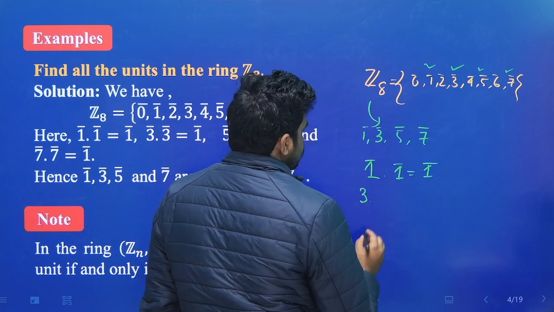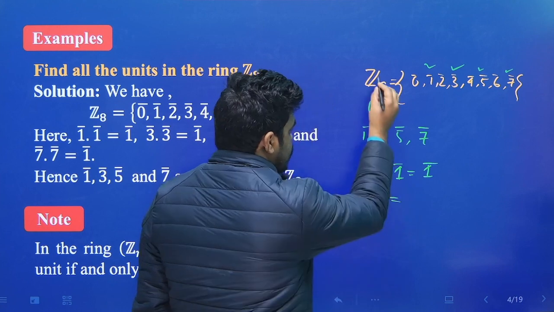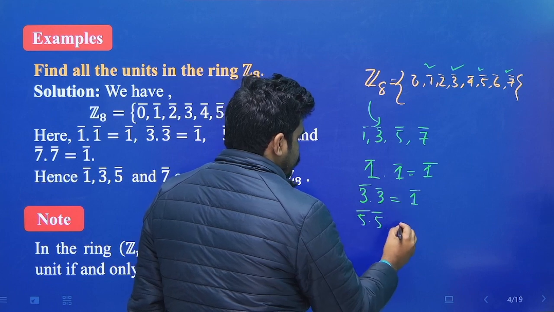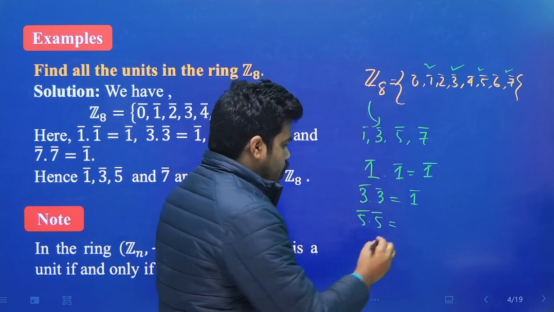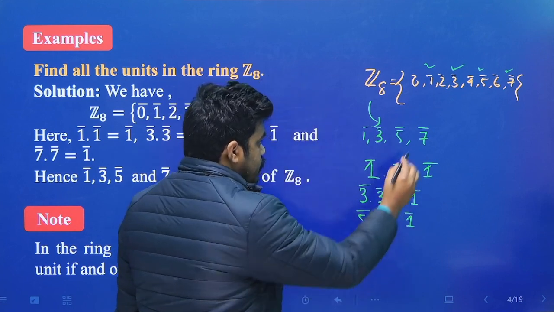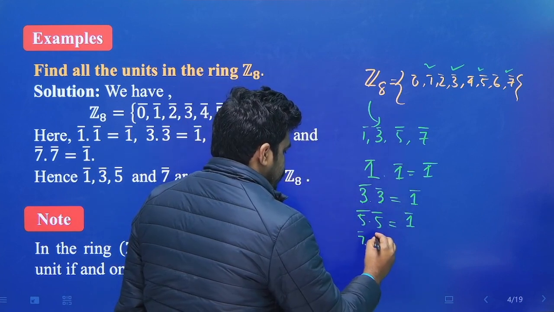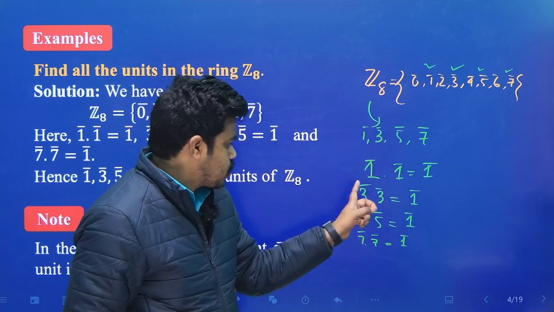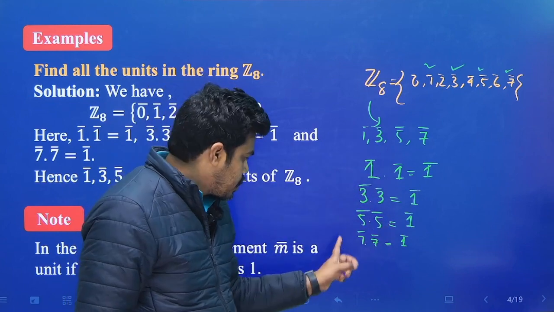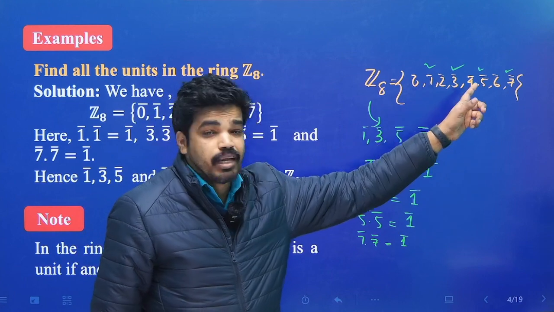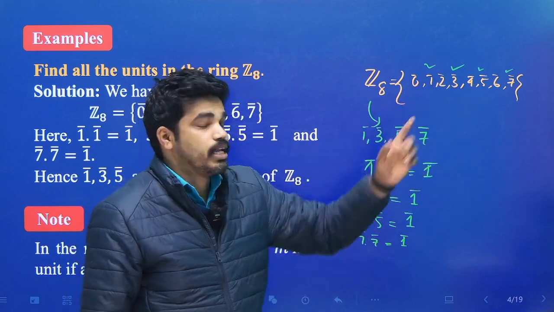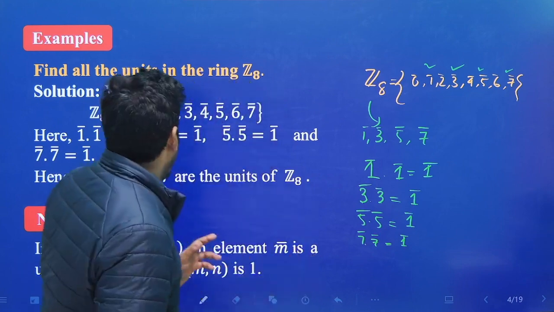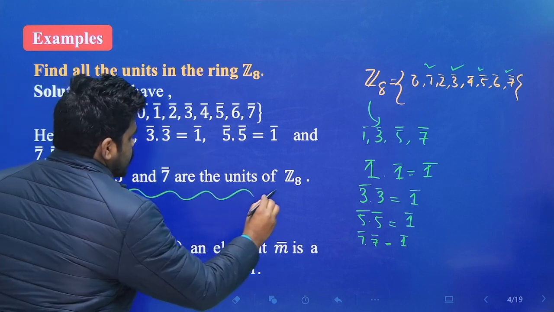3 dot 3, 9, you divide by 8, the remainder is 1, right? 5 dot 5, 25, divide by 8, the remainder is 1, right? 7 dot 7, 49, divide by 8, the remainder is 1. So the inverse of 1 is 1, of 3 is 3, of 5 is 5, of 7 is 7. The inverse of the remaining elements does not exist, so the remaining elements cannot be units. Unit means multiplicative inverse. Getting my point? Okay. So 1, 3, 5, 7 are units of Z8.